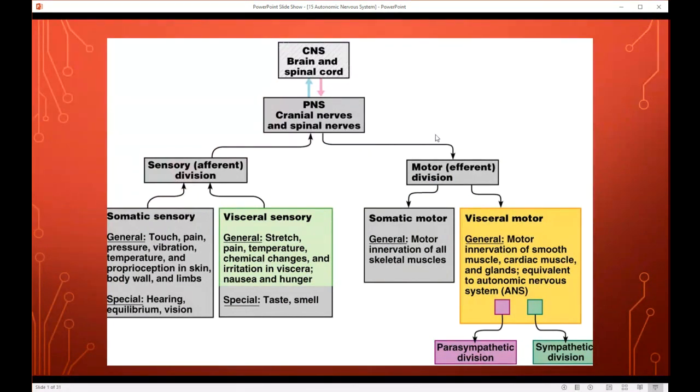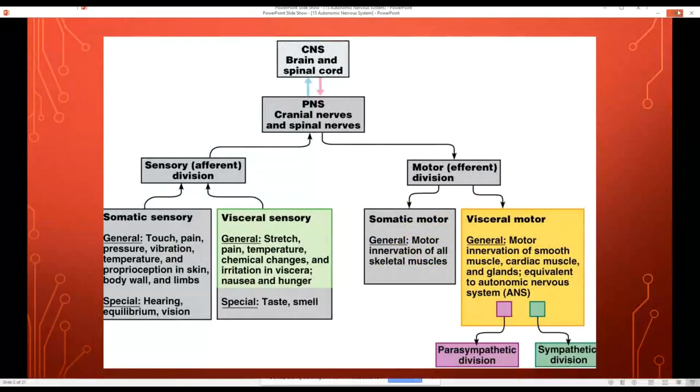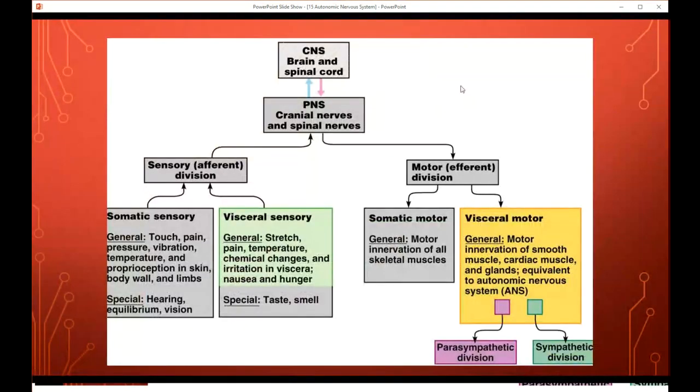The motor division is going to be our efferent. So that's going to be where we're having those. It's also called the descending pathway because we're sending out that signal out to have some sort of effect on the rest of our body.